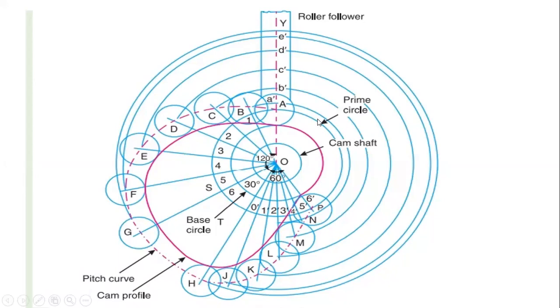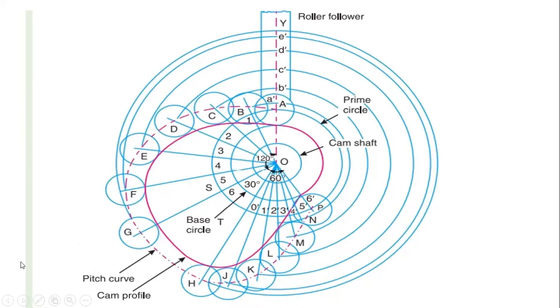So this is the procedure for drawing the cam profile, in which the follower axis is in line with the camshaft. But in the roller follower, for every point of division, that is for the outstroke and the return stroke, you have to draw the circle of the roller follower. Here it is represented with the circle only. That is the only difference compared to the remaining followers.